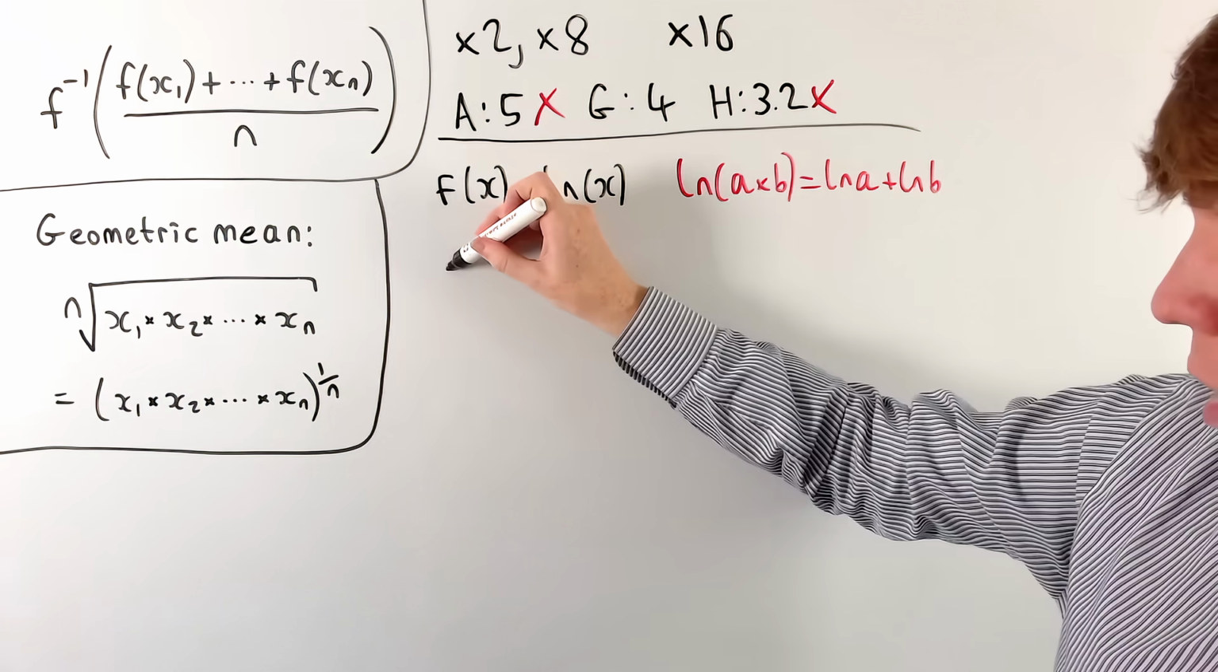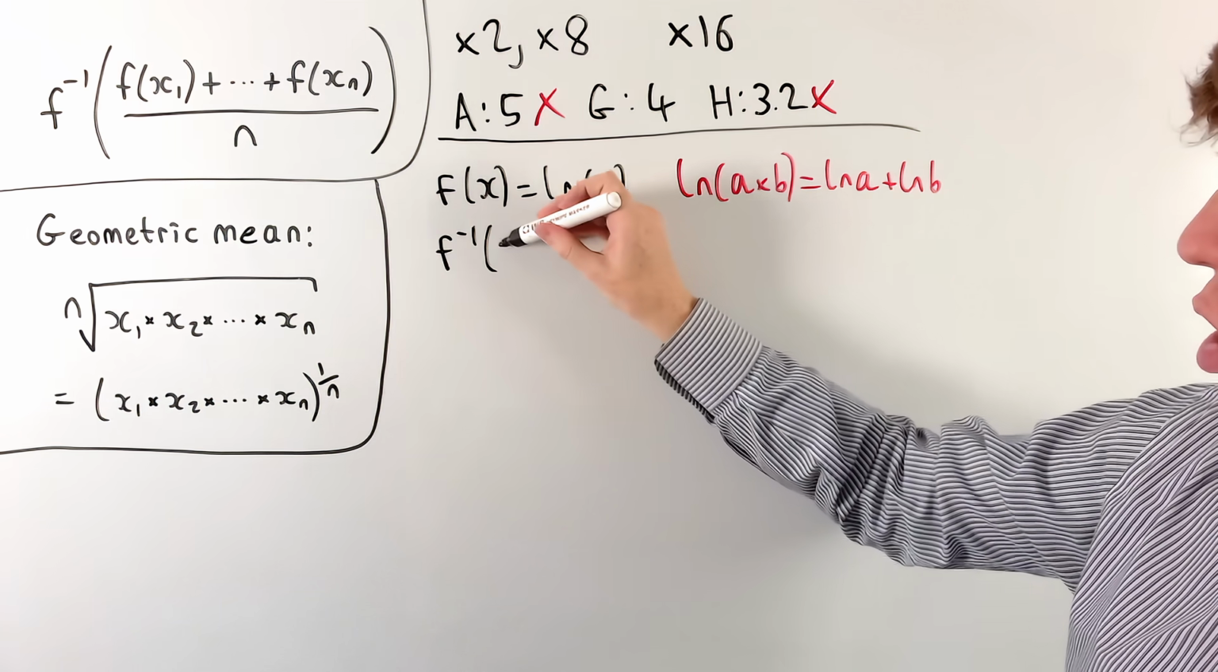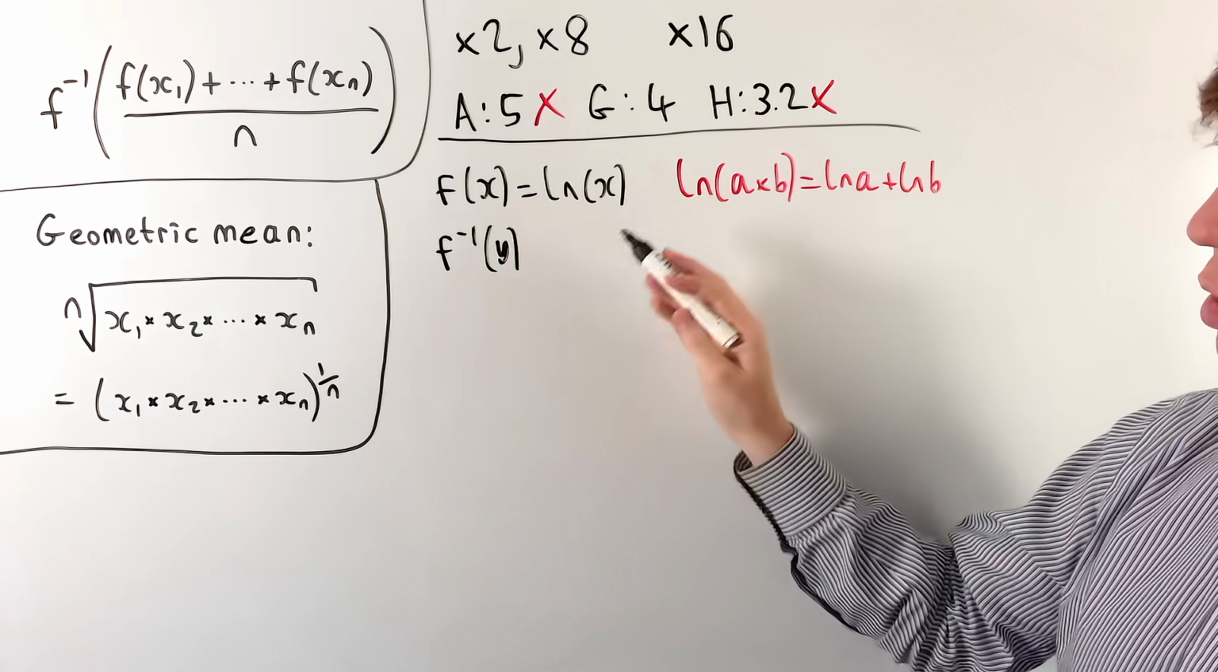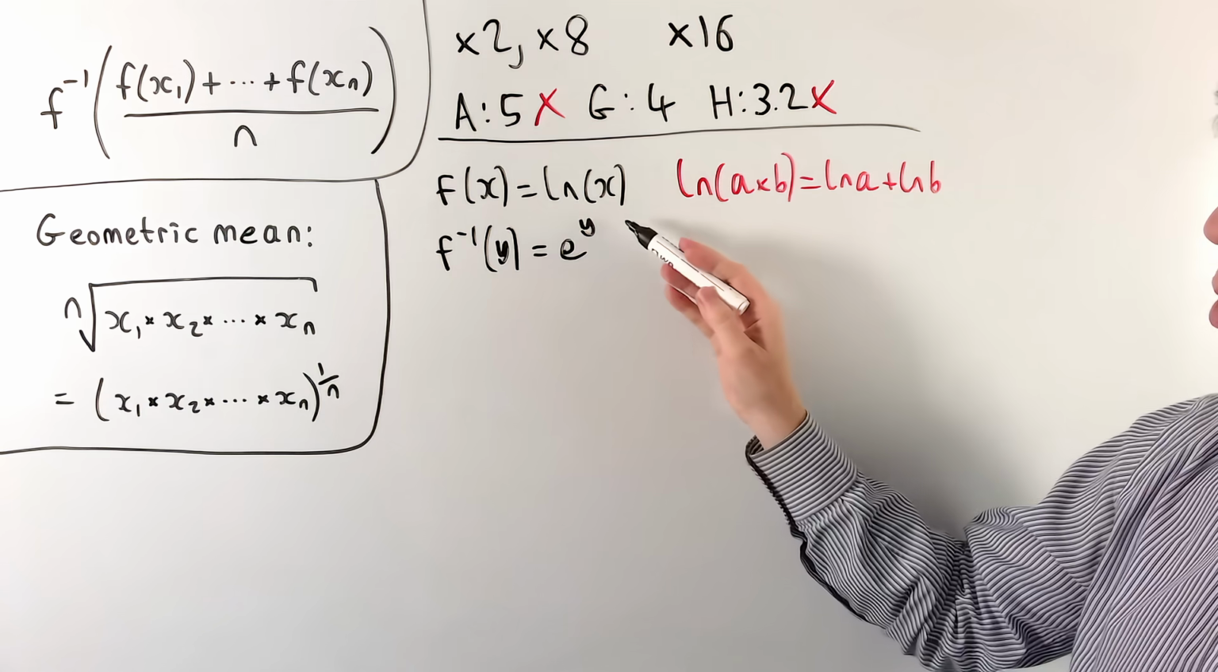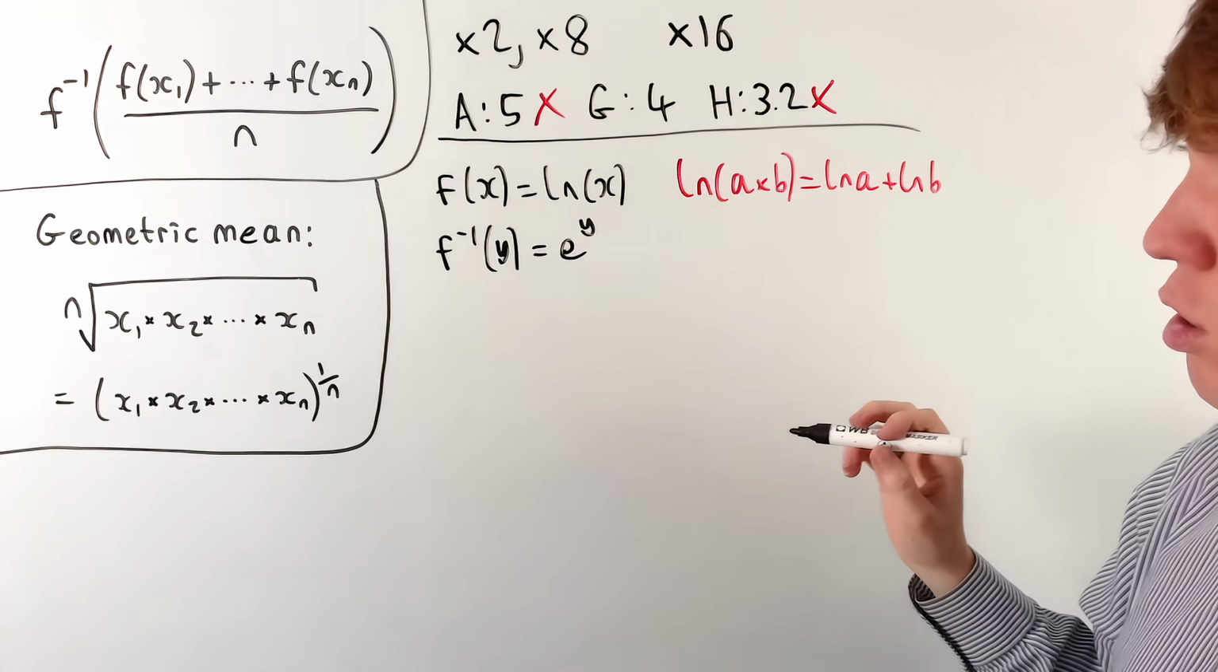So just before we start calculating this, we also need the inverse function here. If we have the inverse function of a natural logarithm, this would just be e to the power of y. So e to the power and natural logarithm cancel each other out.